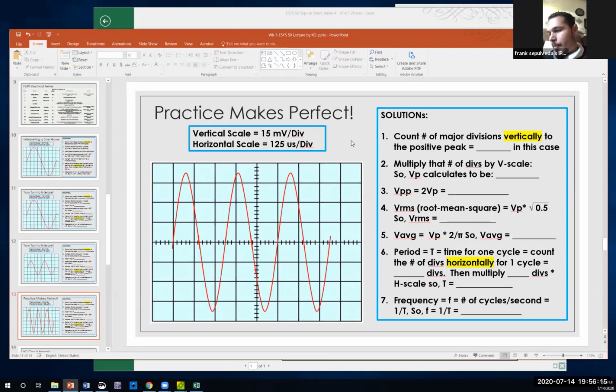The next one, how do I calculate number 5? Number 5 goes to Javier. Could you walk us through that, please? You multiply VP, which is 52.5 times 2. Then you divide it by 3.14. Then you get 33.43 milli V average. How many people concur with 33.43 milli V average?